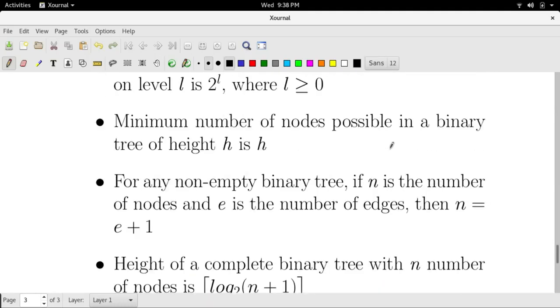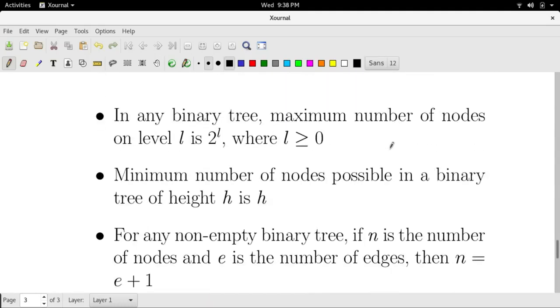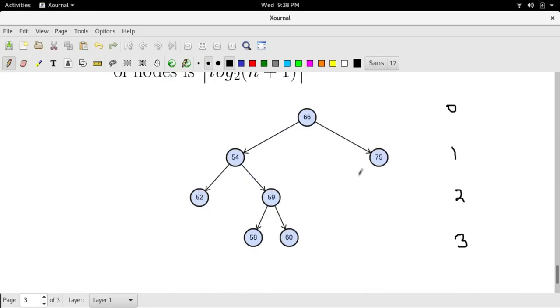The property says that maximum number of nodes on level L is 2 raised to L. This tree is not the one with the maximum number of nodes. So we'll draw one. So consider this tree with only one node. Maximum number of nodes is 1. The equation says that is 2 raised to the level, 2 raised to 0, that is 1 node.